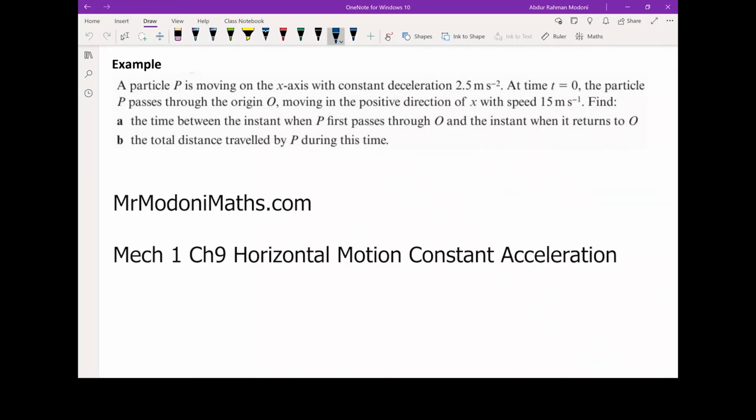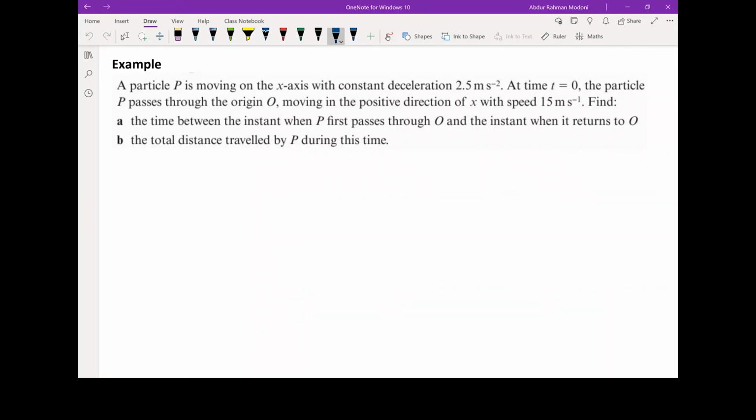So we're looking at horizontal motion. So the question reads, a particle P is moving on the x-axis with a constant deceleration of 2.5 meters per second squared. I always tend to draw a diagram, and I would advise you do the same. So the particle is moving horizontally. Here's my starting point, and then there's my finishing point.